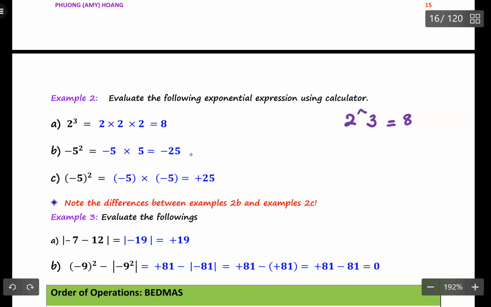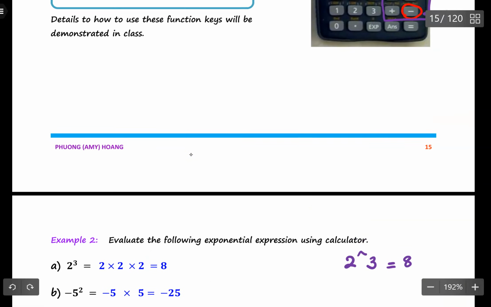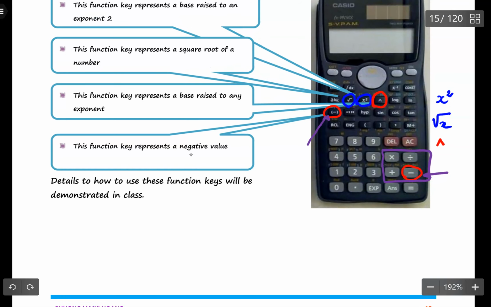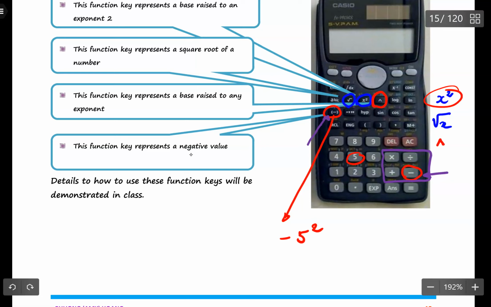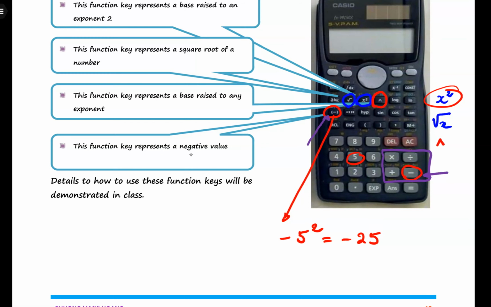So if you have a calculator such as the Casio, what you do in this case is you are going to put this key in first, okay? So you type that key in, it should give you a negative, and you type in the 5, it should give you a 5, and you can press this x square key, it should give you that. The answer should be negative 25. It shouldn't be positive 25, it should be a negative 25.